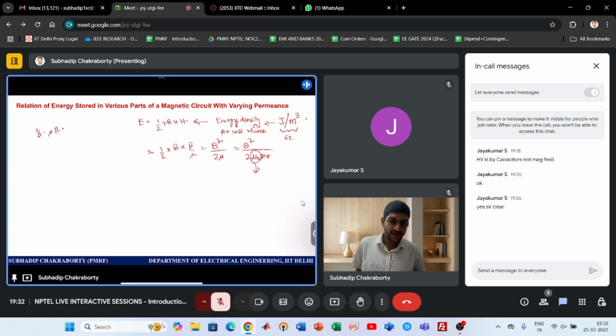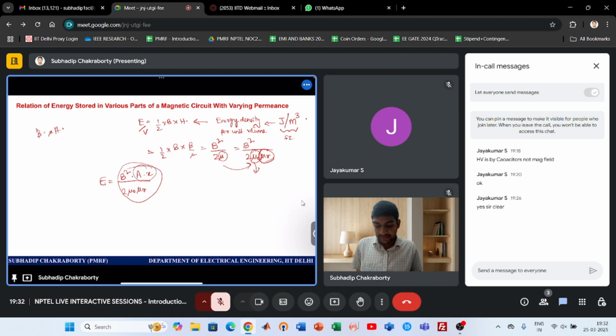Mu 0 is the permeability of free space, air, and then mu r is the relative permeability, so you can use that for mu. So this is one form which you can use to quantify the energy, right? But please remember, this is energy density. So you can calculate the actual energy, since energy per unit volume was this. The total energy would be this multiplied by whatever the volume is.